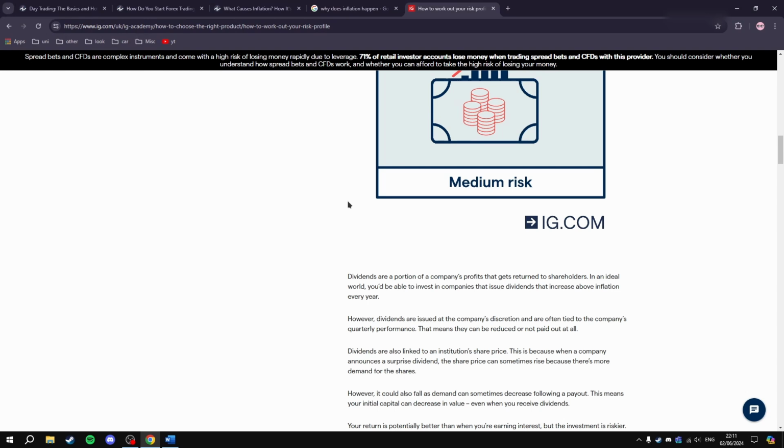Dividends are a portion of a company's profits that gets returned to shareholders.